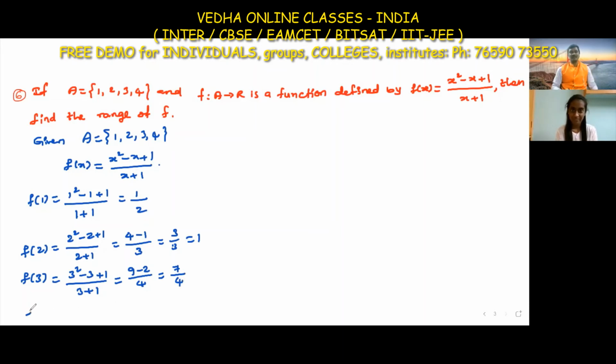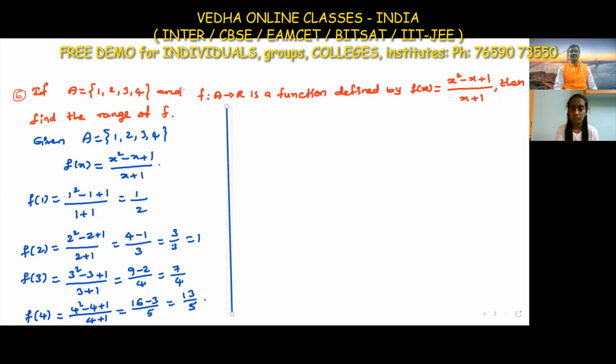Now f of 4. Substitute 4 in place of x. Then 4 square minus 4 plus 1 by 4 plus 1. 4 square is 16, minus 4 plus 1, so 16 minus 3, which is 13, by 5.